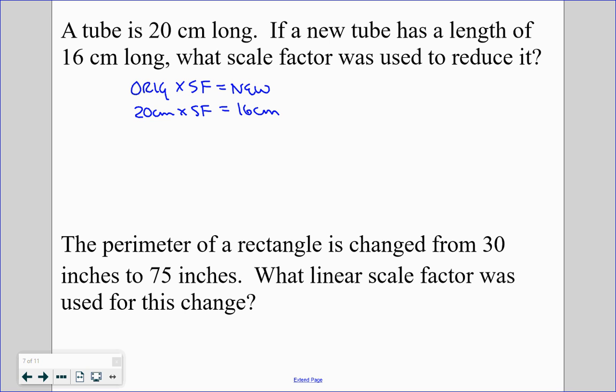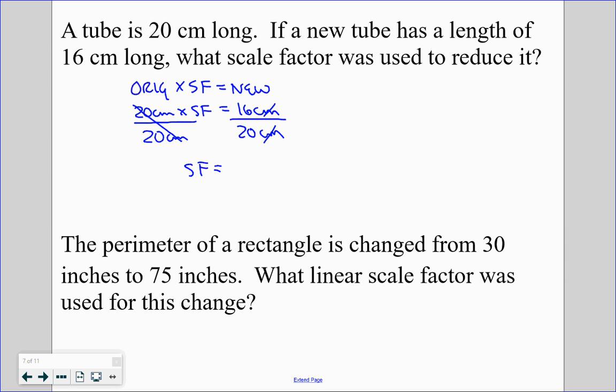So if I'm trying to get scale factor by itself and I'm timesing right now by 20, then that means each side has to be divided by 20. So my scale factor is, now again, centimeters just cross off, so you're just left with 16 over 20. So what we would want to do is reduce that down.